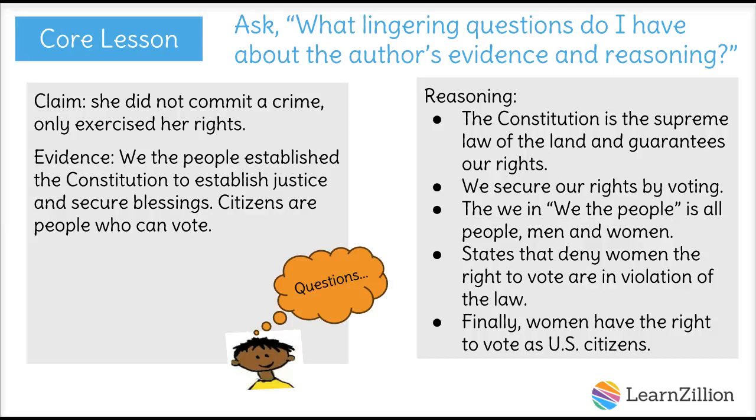Well, one part that I have a question about is Anthony's evidence. While she has 2 pieces of evidence, the first one, the preamble of the United States Constitution, is really the piece of evidence she reasons about. My question is, what if the reader doesn't agree with her interpretation of the word we?